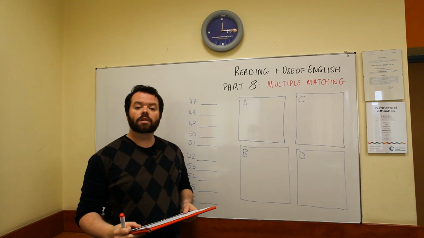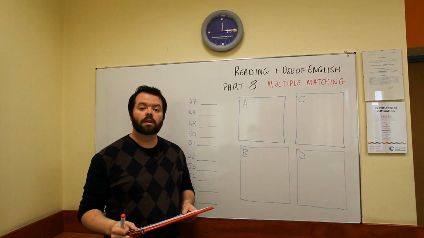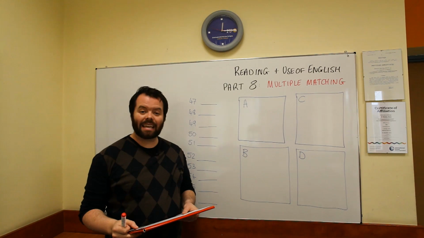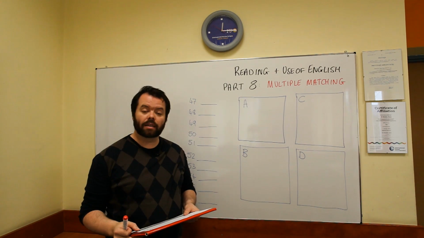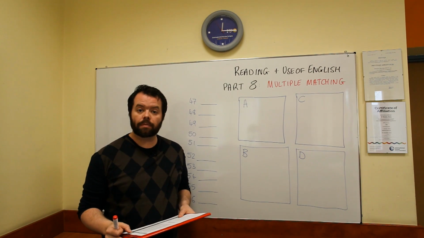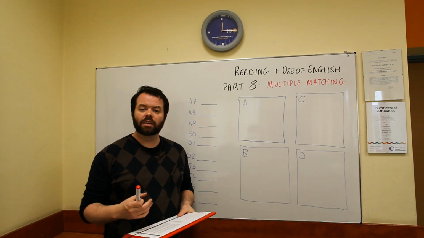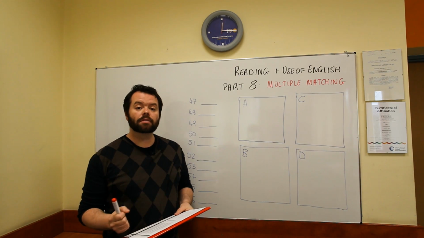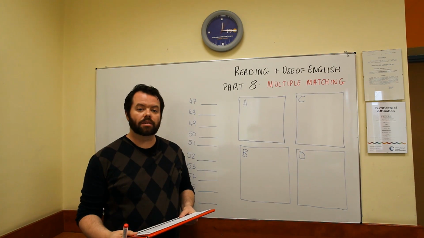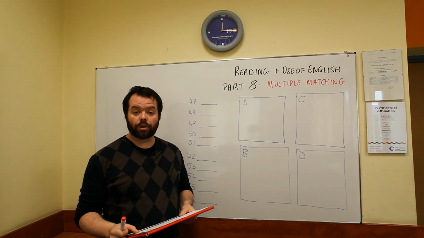Hello, in this video we're looking at the Cambridge English Advanced Exam, the Reading and Use of English paper, and specifically part 8, which is the multiple matching exercise. This is the last part of the Reading and Use of English paper, and around this time you'll really start to feel the pinch. There's not much time left, you need to work quickly, but there are 10 questions that you need to attempt. Well, here is a little tip that will help you.